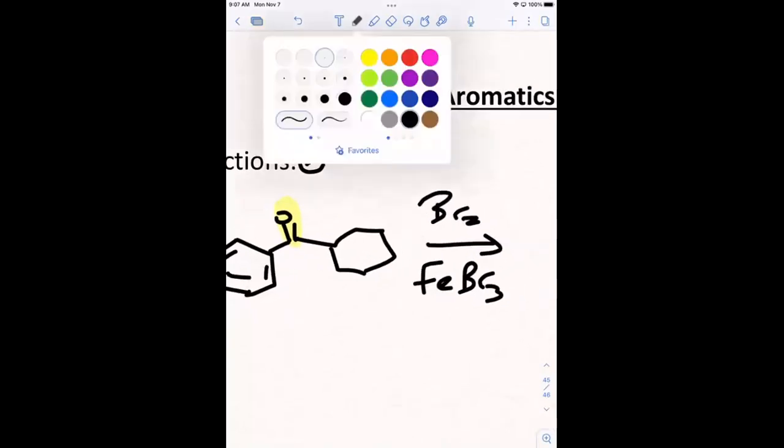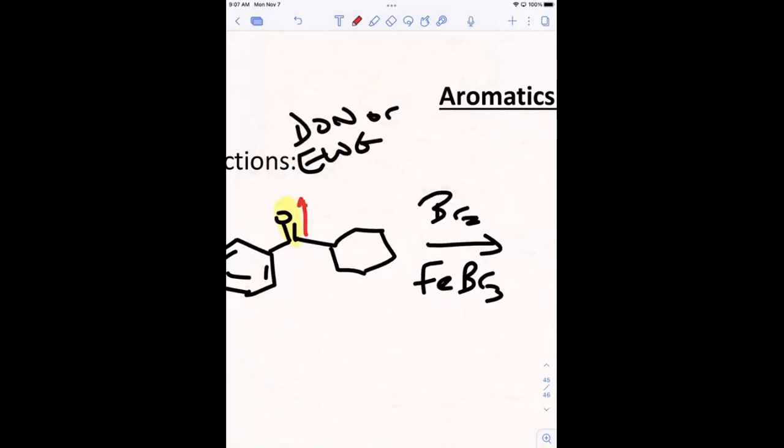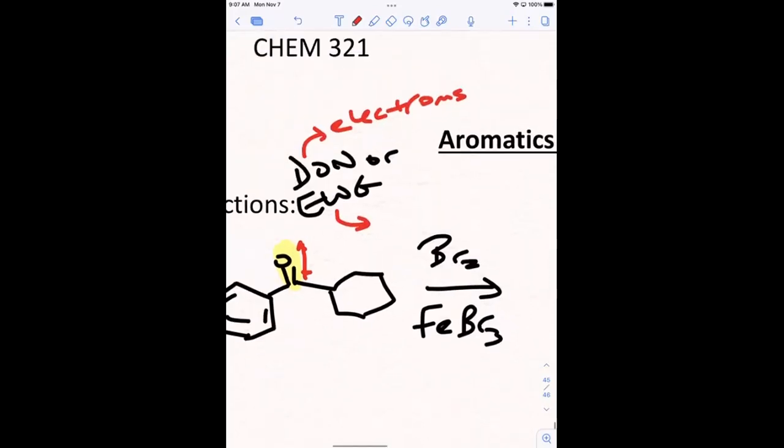Is it the, because I think you said the benzene will be the nucleophile? Mm-hmm. It is. Well, when we say donor, we're talking about electrons. When we say acceptor or electron withdrawing group, that is also able to accept electrons. So donors donate electrons, and acceptors accept electrons.